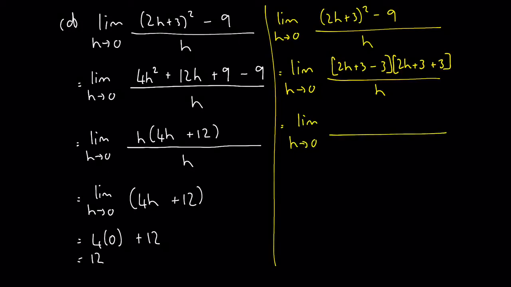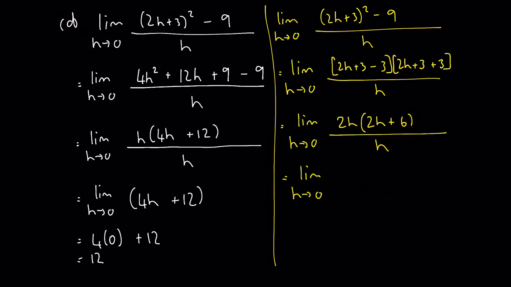All right, so if we simplify the first bracket, the 3's cancel, so we're actually just left with 2h. In the second bracket, we end up with 2h plus 6 over h. And now again, the h's will cancel, so that you're left with the limit as h approaches 0 into 2.